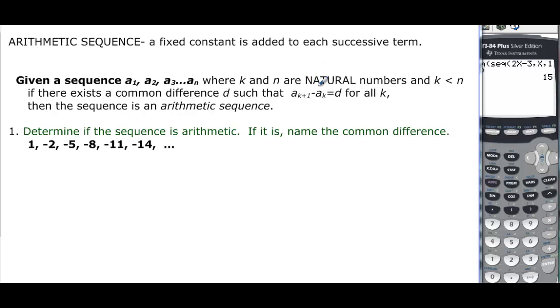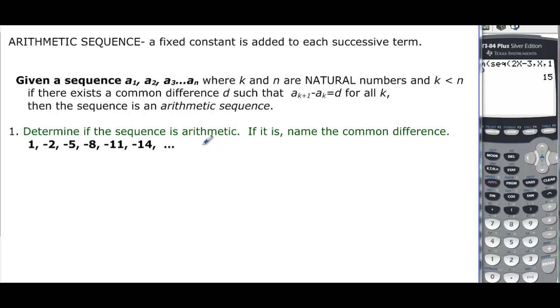where k and n are natural numbers, notice I said natural, we talked about that in the last video, and k has to be less than n, then if there exists a common difference d such that a sub k plus 1 minus a sub k is equal to d for all k, then if that's true, we have an arithmetic sequence. So what in the world does this mean?